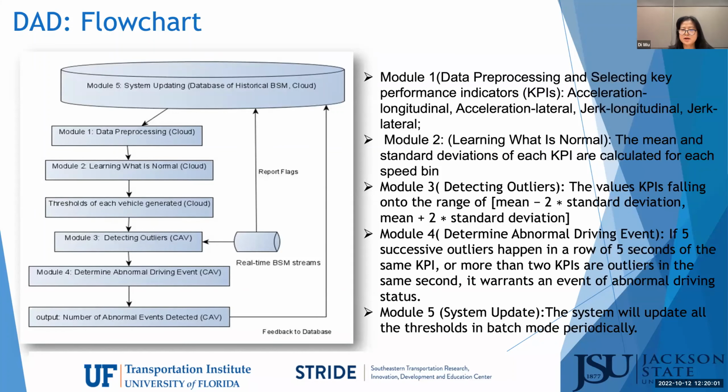This is the flowchart that shows our DAD model. Our DAD model has 5 modules. The first is data processing and selecting KPIs, key performance indicators. The second is to learn what is normal. The third is detecting outliers. The fourth is determining abnormal driving events. And the fifth is system updates. All of these modules except number 4 are processed in the cloud. Number 4 is processed in the in-vehicle computer.